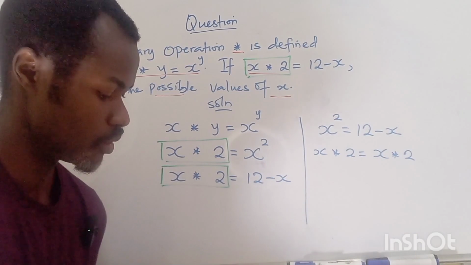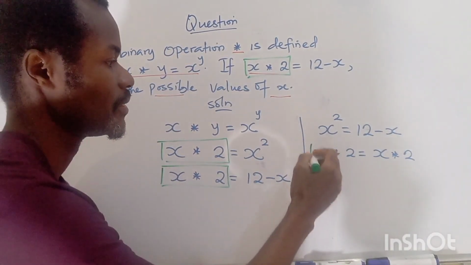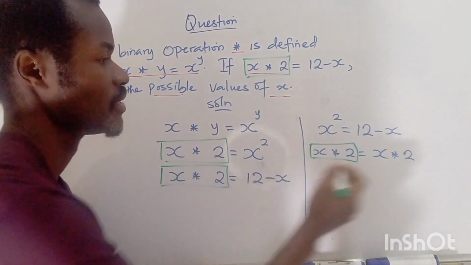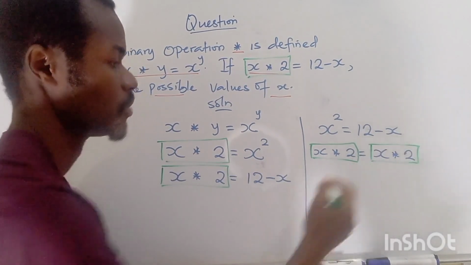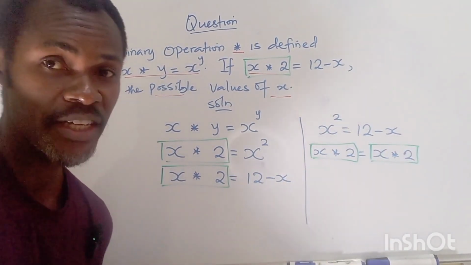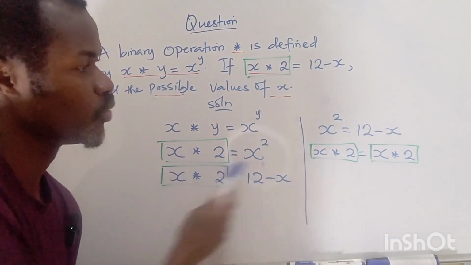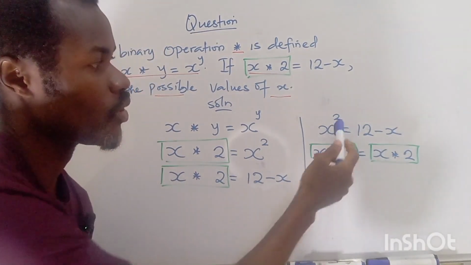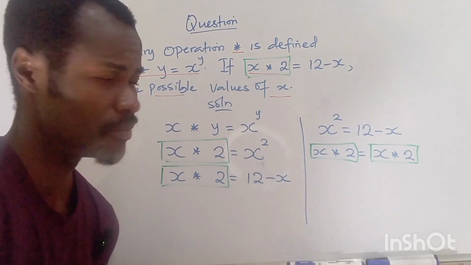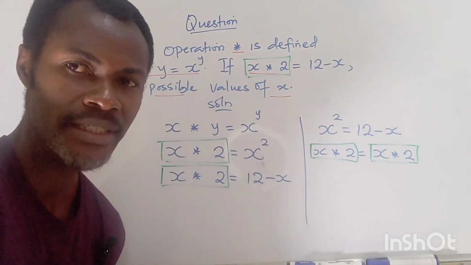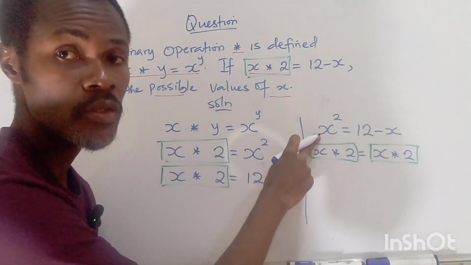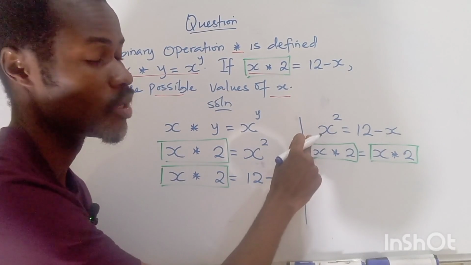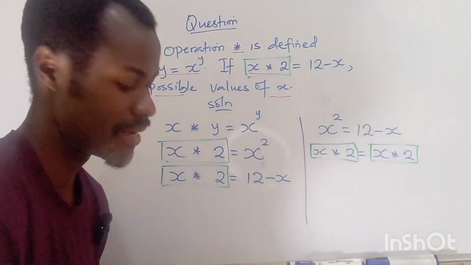So this, which is this, and this, which is this, are equal. So we'll be able to represent this equals to this with this equals to this. With this, we can now solve this equation. What we want to do in this case is bring all this to this side and make the right hand side 0.